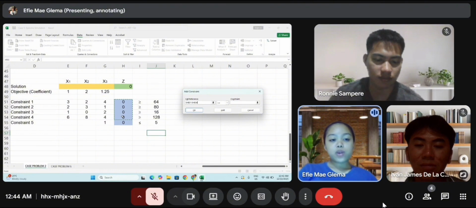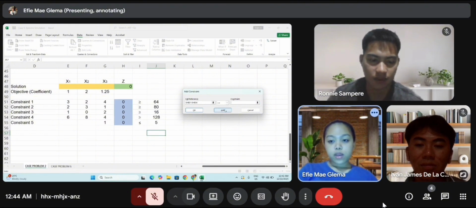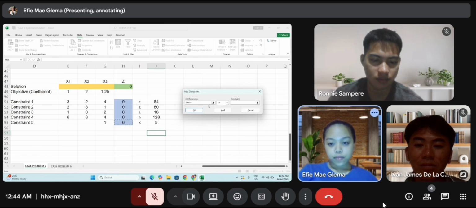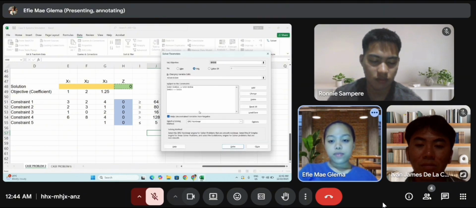Since constraints 1 to 4 have the same symbol, greater than or equal to, then for the constraint values, we choose 64 to 128. Then adding constraint 5: less than or equal to, then the value for constraint 5. And OK. So that is Simplex LP. Clicking solve.